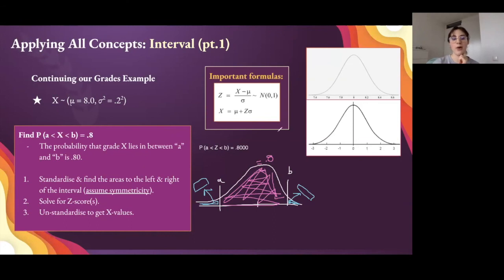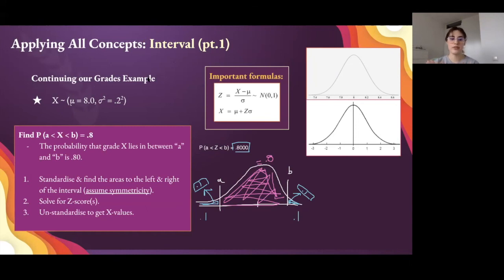Yeah, exactly. So 0.1 is on both sides because remember this whole area, or this whole probability, is equal to 1. 1 minus 0.8, which is the probability or the area of this interval, is 0.2. Divide that by 2 and you get 0.1 on both sides. So now that we know the areas that are not included in the interval and the area that is included in the interval, we can now solve for these z-scores.